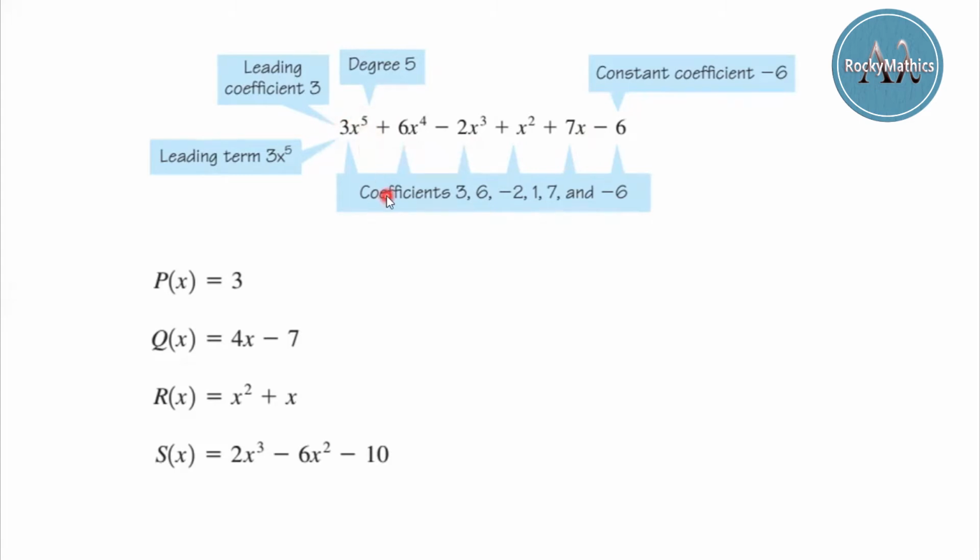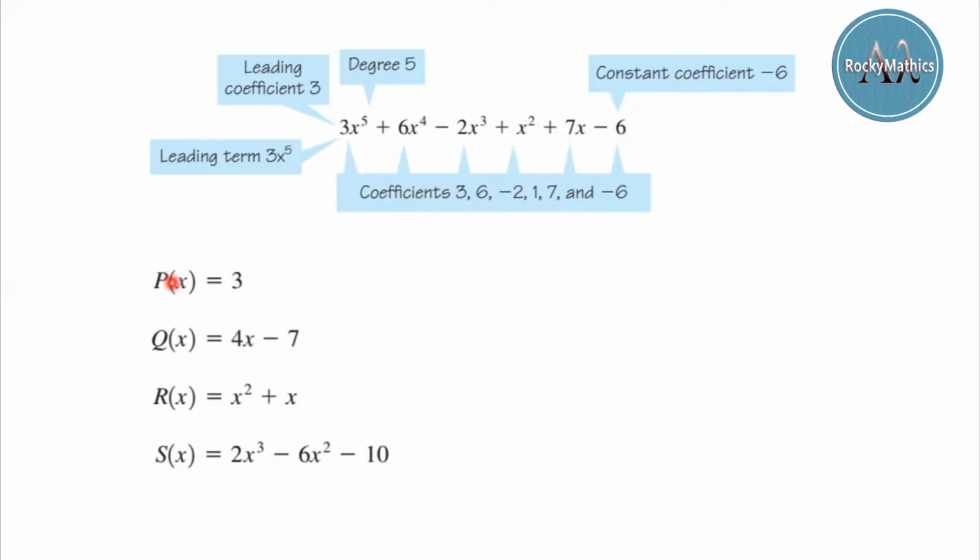Okay, so what are the coefficients of this polynomial? The coefficients are 3, 6, negative 2, 1, 7, and negative 6. Okay, now negative 6 in this case is what we call the constant coefficient. Okay, is it clear? Okay, so let's have here another examples.